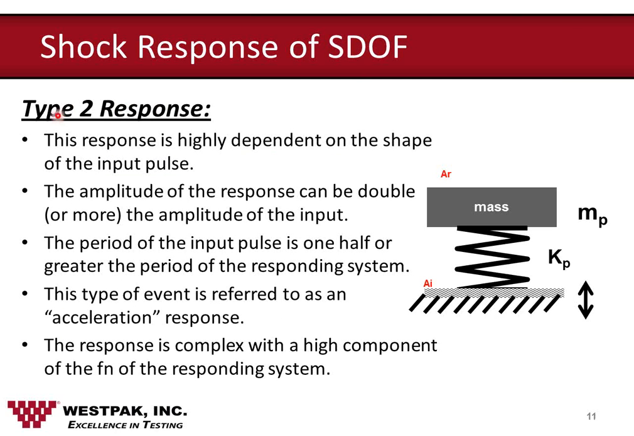A type 2 response, okay, in this particular case, the pulse is of a long duration, long enough so that the spring mass system can respond to the pulse shape, its peak in particular. So long enough in this case means that the period of the input pulse is 1/2 or greater the period of the response. Okay, so the period of the input pulse right here is 1/2 or greater the period of the response measured here.